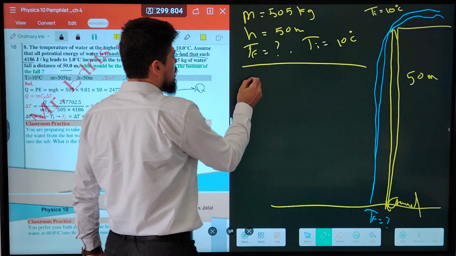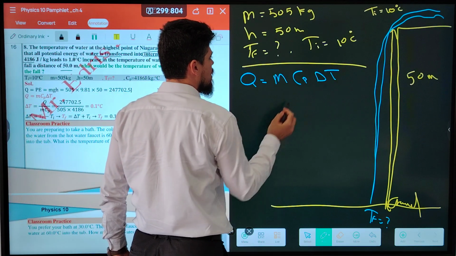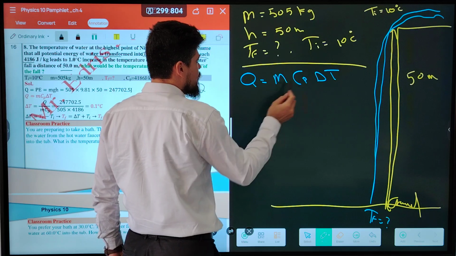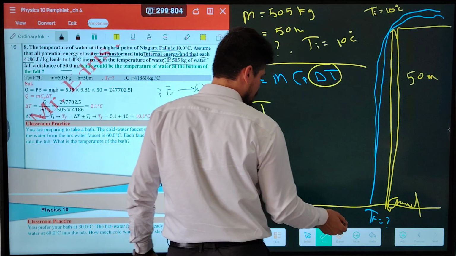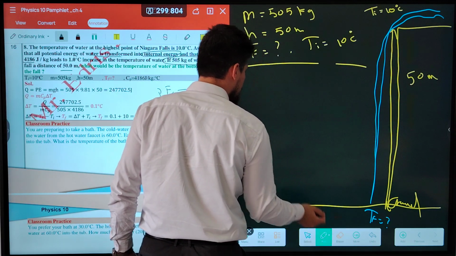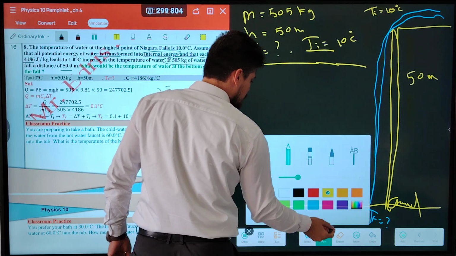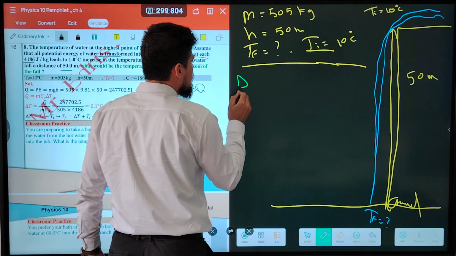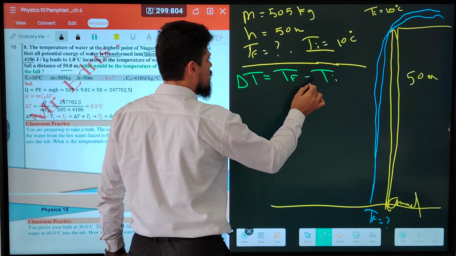Guys, look. Q is equal to what? mCp delta T, okay? If you rearrange, delta T is equal to what? But before writing this equation, you have to make your plan to solve this question. What is unknown? T final. Guys, look. Delta T is equal to what? T final minus T initial.